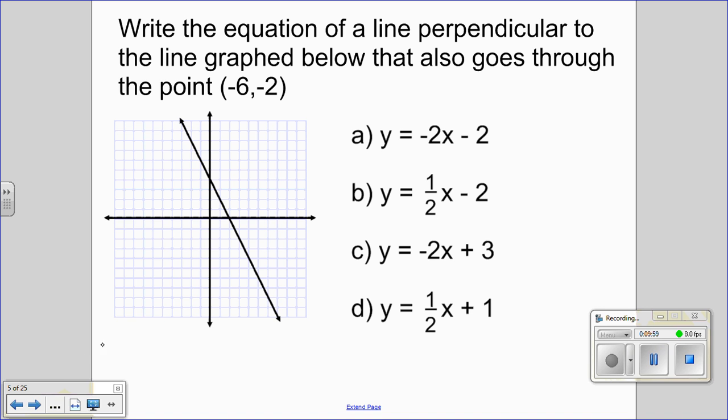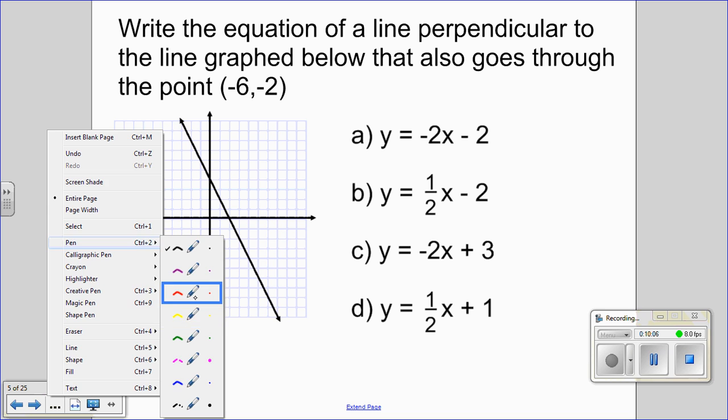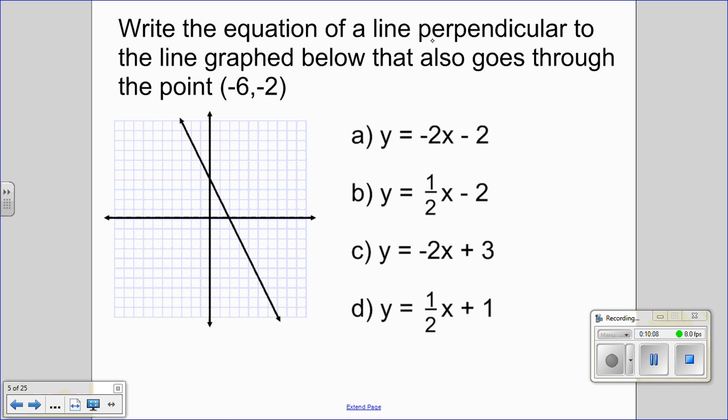This problem would like for us to write the equation of a line that is perpendicular to the given line. In order to be perpendicular, your slopes will have to be opposite reciprocals, which means change sign and flip.